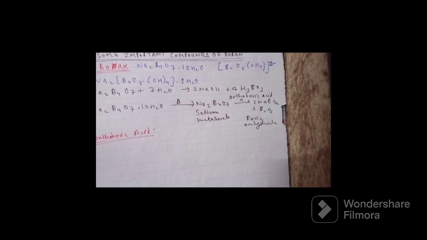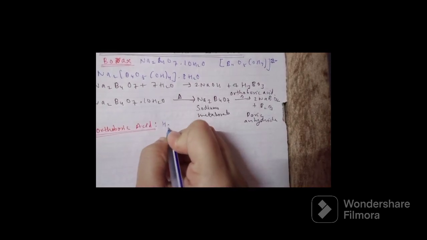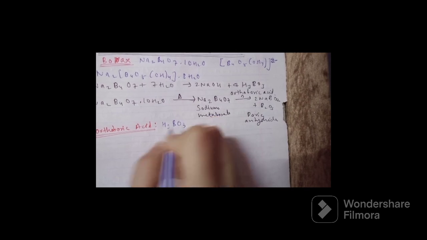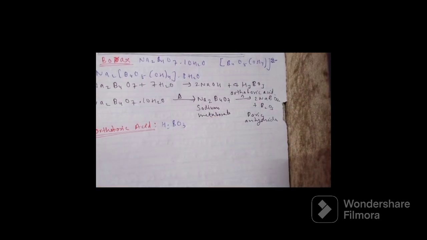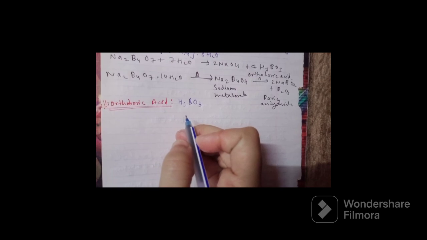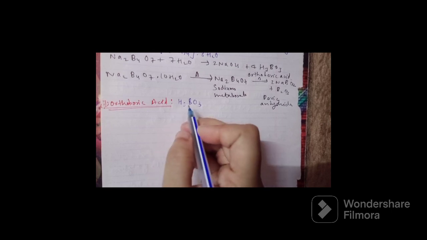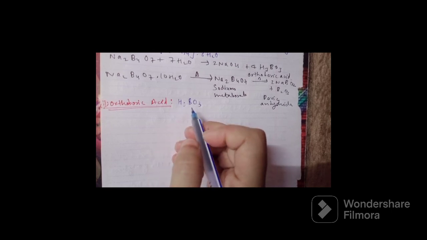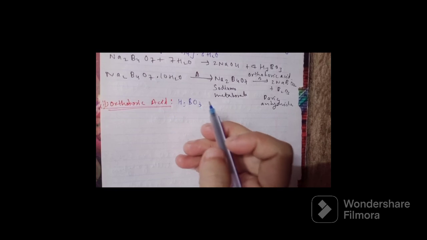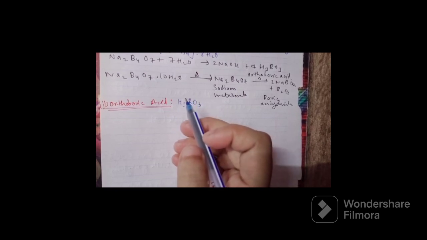In terms of orthoboric acid, that is your H3BO3. H3BO3 is a white crystalline solid with a soapy touch, and it is sparingly soluble in water but highly soluble in hot water.